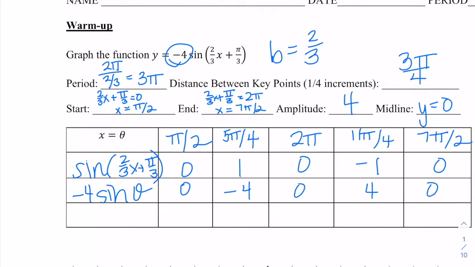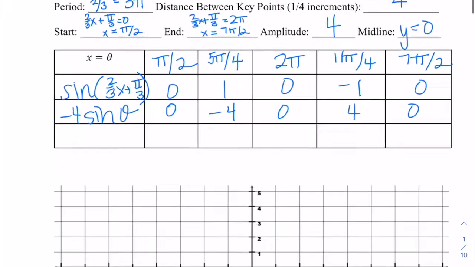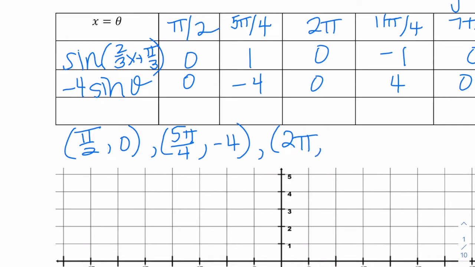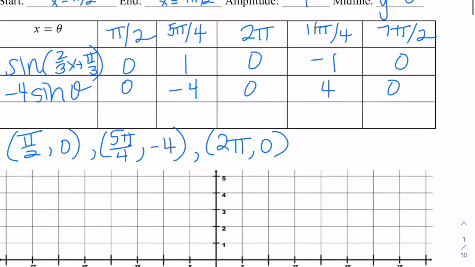So when we consider how to plot this, our key points are going to be pi over 2, 0, 5 pi over 4, -4, 2 pi, 0, 11 pi over 4, 4, and 7 pi over 2, 0.